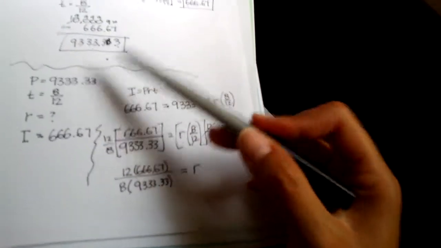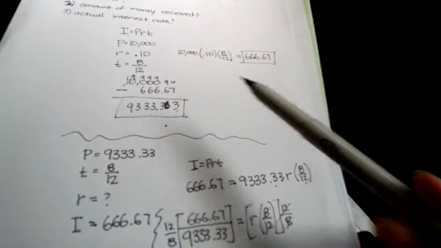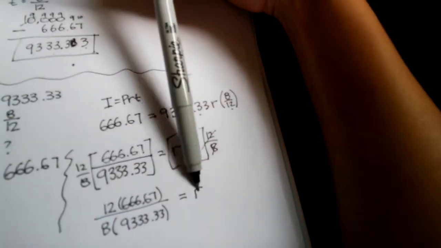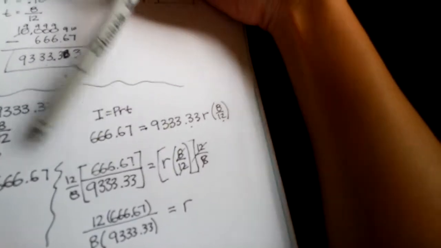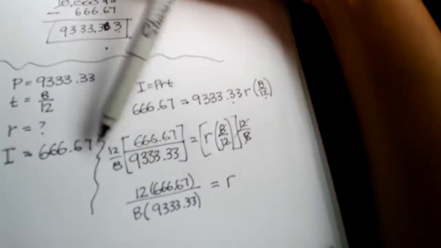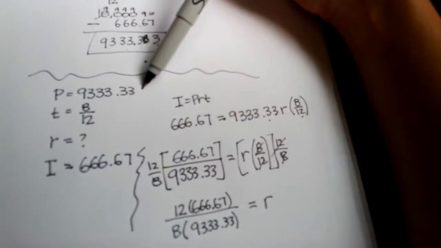So in other words, $10,000 at 10% discounted loan, in actuality, if you wanted to compare it with any other simple interest for the same time period, the rate's going to be a little bit higher only because you don't actually receive the full amount.